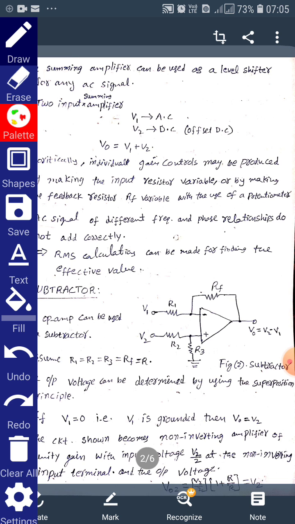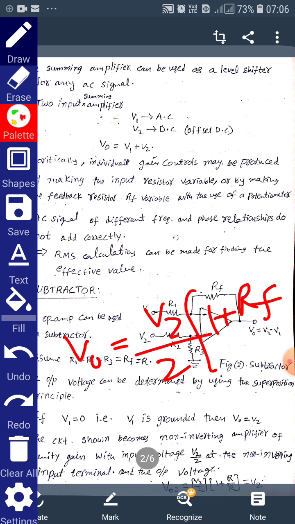Okay, unity gain we can have with the input voltage V2. By 2, also we can take half of the V2 voltage at the non-inverting terminal. Then if V2 by 2 is applied at the input terminal, the output voltage V0 will be V2 by 2 times 1 plus RF by R. This equation we can use.